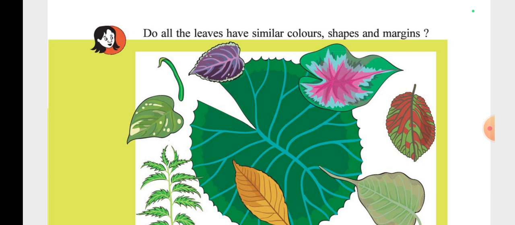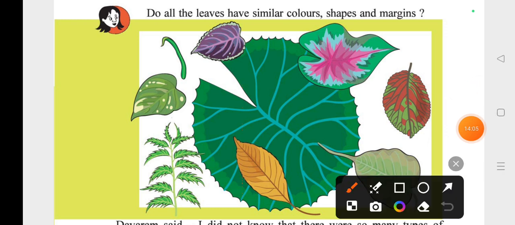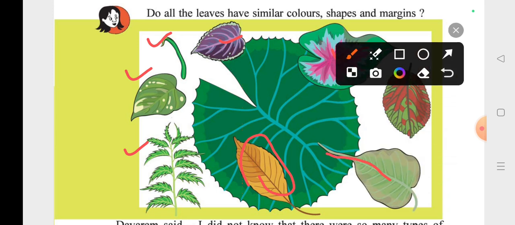Do all the leaves have similar color, shapes, and margins? Yes, you can see in this picture. Let's see. This is golden in color. This leaf has edges or saw-like structures. This has a patch. This is a long leaf. These both leaves are very colorful in appearance. Okay. Now this peepal leaf has one tail. This lotus leaf is round in shape. Okay. So yes, children, do all the leaves have similar colors, shapes, and margins? The answer is no.